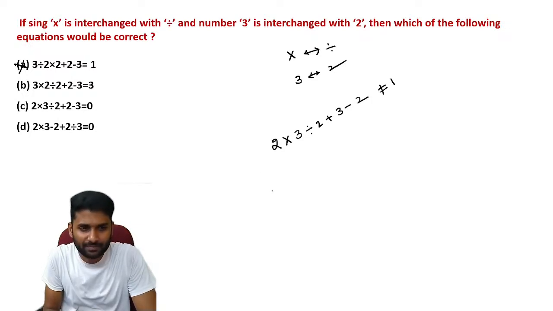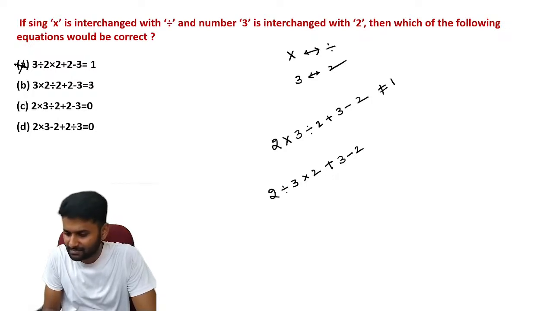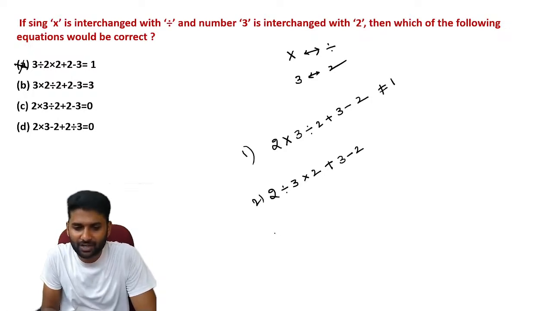Let's check with B. 2 divided by 3 multiplied by 2 plus 3 minus 2. Again, you will get a decimal. Let's go through that option. Why? Because 2 divided by 3 means definitely you will get a decimal.